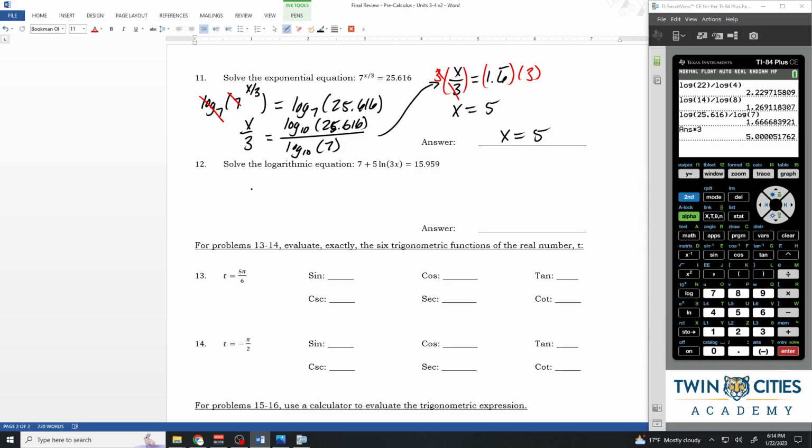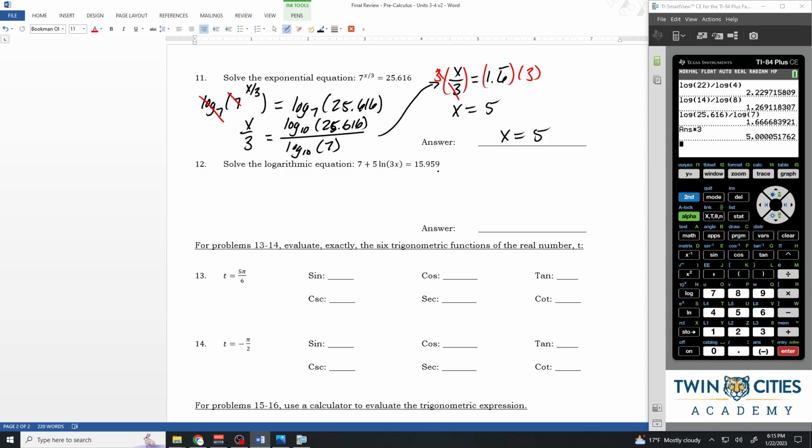Now compare this to number 12. In number 12, x is stuck inside of a logarithm. So what we need to do is exponentiate both sides. But before we get to that, we have to get this logarithm by itself. Now in 11, this exponent was already isolated. But in 12, this logarithm has a 7 here. It's being multiplied by 5. So we have to get rid of some of these things first.